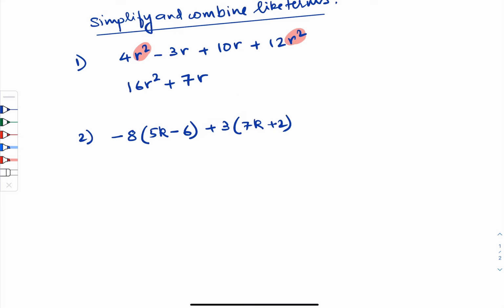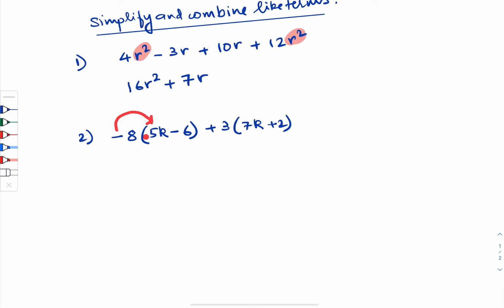Okay, so let's go ahead and distribute the negative 8 over the 5k and the negative 6 first. So first thing I'm going to do is take the negative 8 and the 5k. Well, look at what's to the left of the 5k.